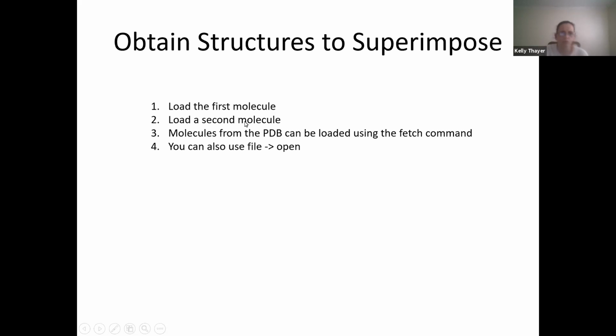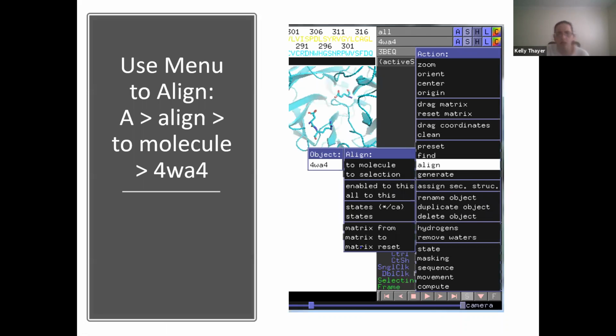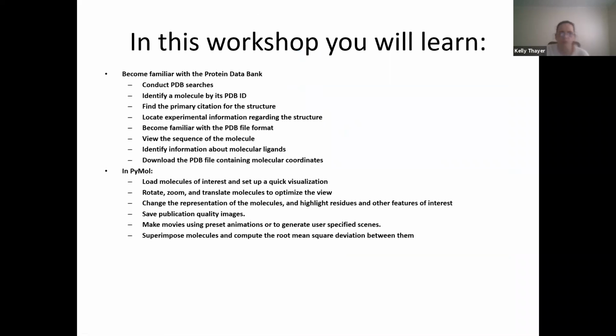What you would do is you load the first molecule, and then you load a second molecule that you want to superimpose, and then you do molecules from the PDB, loading fetch. We learned how to do that to do this. And you can also do file open. Then you can do the alignment like this. You're going to go to your action menu, and then you're going to go to align. And then you're going to do to a molecule, and then we're going to do this to 4WA4, which is the PDB ID, which matches another molecule which is loaded in PyMol already. And then it will superimpose your molecules.